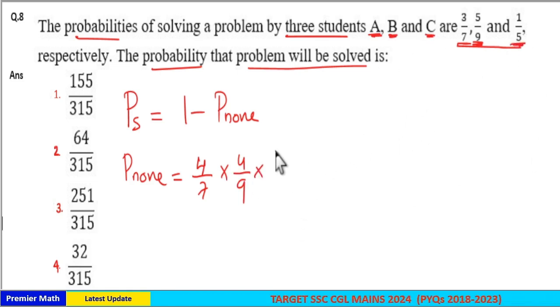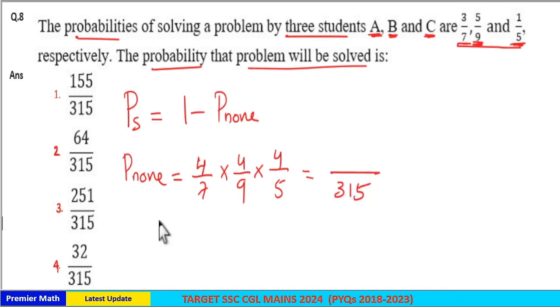So there is a 4/5 chance that C will not solve the problem. So the probability of none is equal to the product of these three. 7 into 9, 63. 63 into 5. Here, if you look at the options, 315 is the denominator for all the options. So 315 is the denominator.